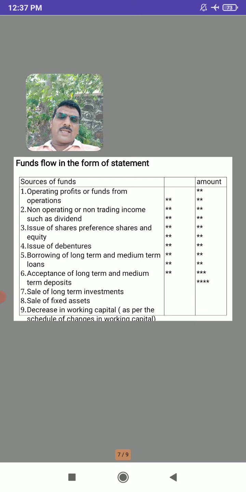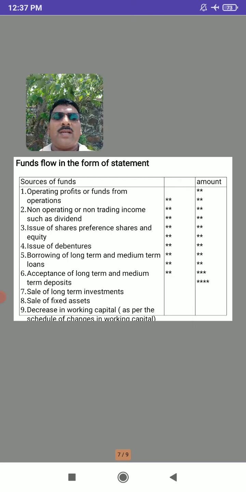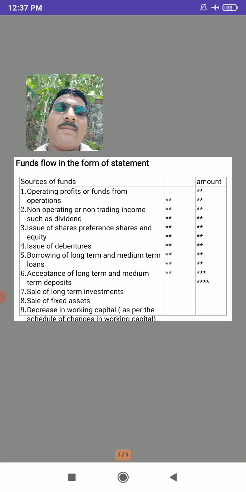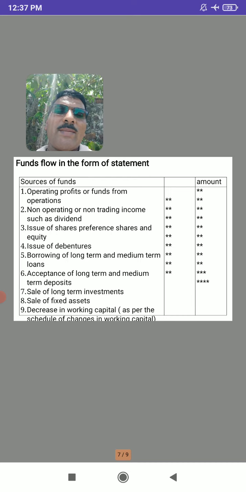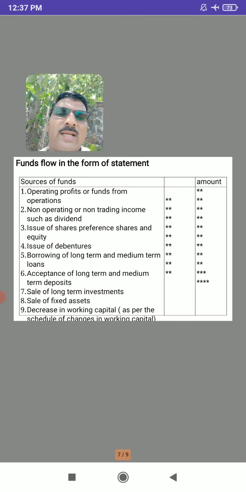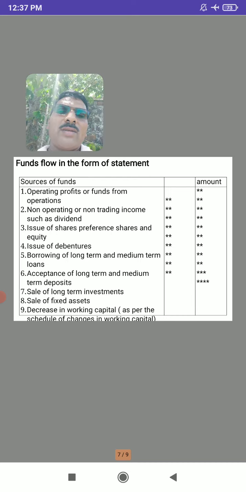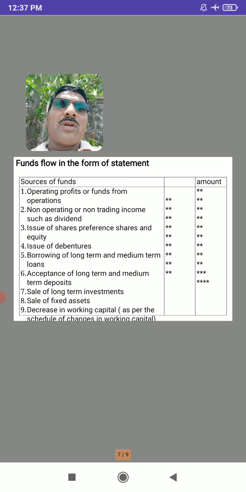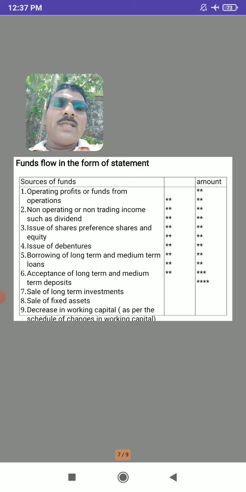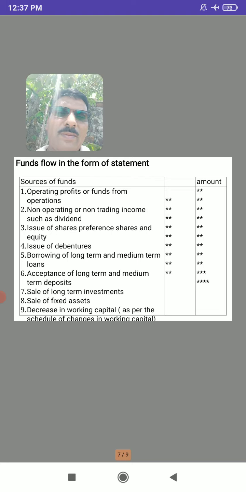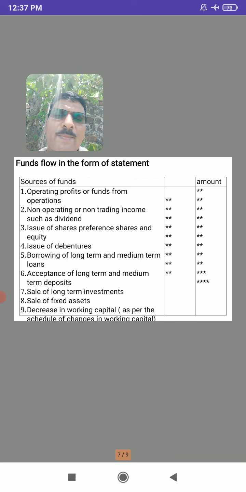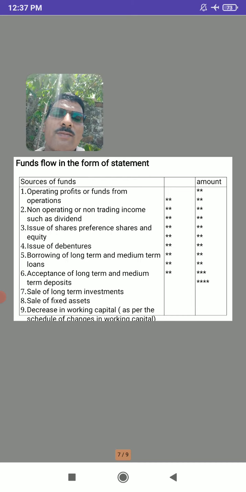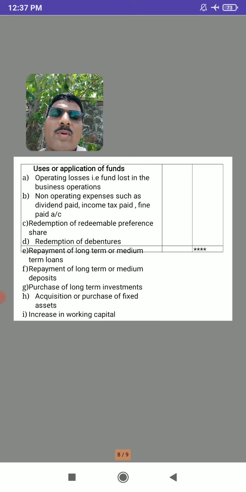Then sale of fixed assets and decrease in the working capital. If there is any decrease in the working capital, such decrease is recorded in the fund flow statement. Here, the decrease in working capital we get from the first step, that is, the preparation of the schedule of changes in working capital. From that we may get an increase or decrease in the value of working capital. If it is decreased, it is taken under the head sources of funds.